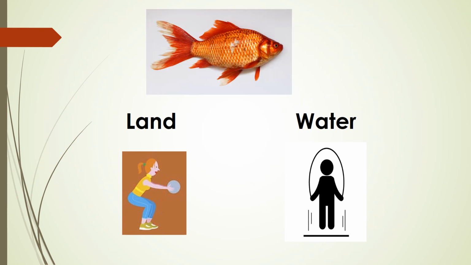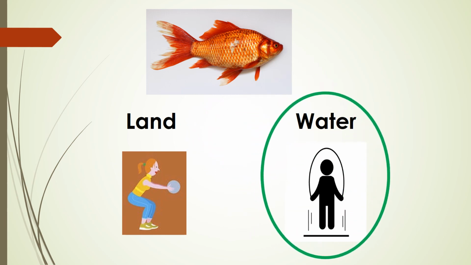What about this animal? If you think this animal lives on land, do squats. If you think this animal lives in the water, do pretend jump ropes. This animal lives in the water. Again, this animal has no legs, has a tail, fins, and scales to help it move along in the water.